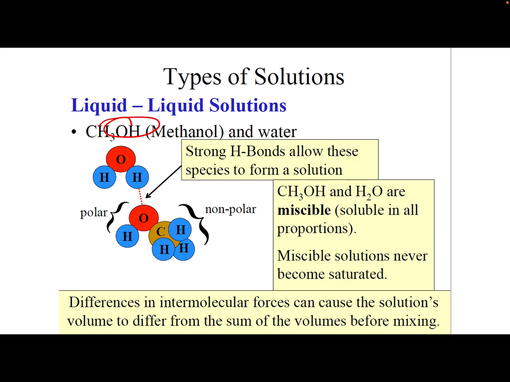Methanol will dissolve in water due to the strong hydrogen bonds that they form with each other. They are miscible in all proportions. This means you can dissolve a little bit of water in a lot of methanol or a little methanol in a lot of water. The two will always dissolve in one another. That's not true for something like salt and water, but it is true for alcohols. So, a liquid-liquid solution.